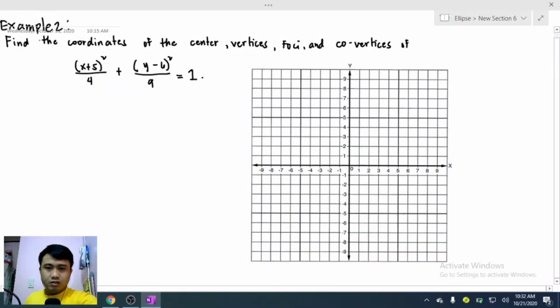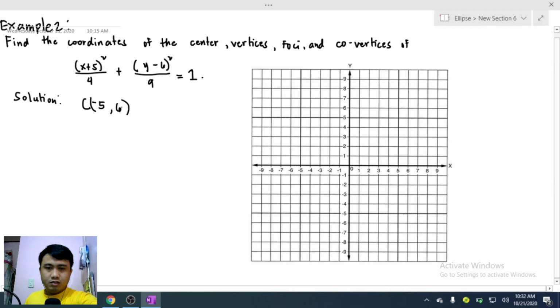Okay, example number 2. Find the coordinates of the center, vertices, foci, and co-vertices of (x plus 5) squared over 4 plus (y minus 6) squared over 9 is equal to 1. Okay, so solution. Ito yung solution natin. And so, una natin kukunin, of course, yung center. Since meron tayong h and k, so ang ating h ay pag plus, that's negative 5. Pag minus, that's positive 6.